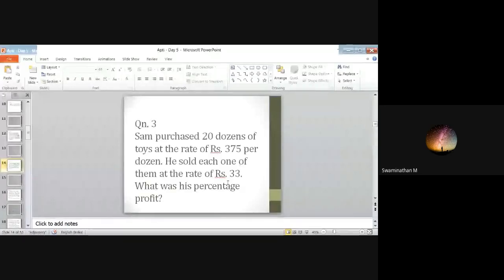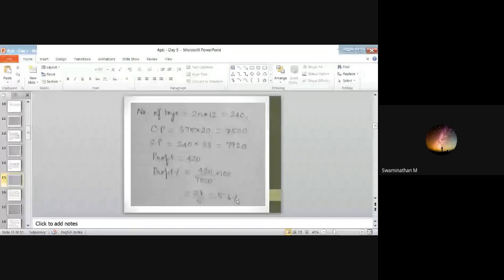5.6. Let's see. Yes, it's 5.6. Number of toys, 20 into 12, 240 toys. Cost price, 375 per dozen. So 20 dozen, 7,500. Selling price, 33 for each toy, total 240. So you have to multiply and find the difference. That is your profit. Profit percentage is profit by cost price into 100.